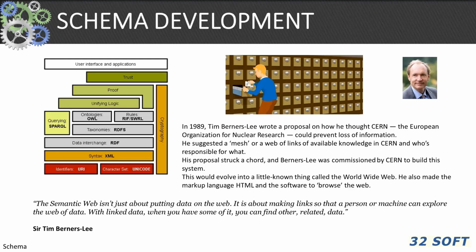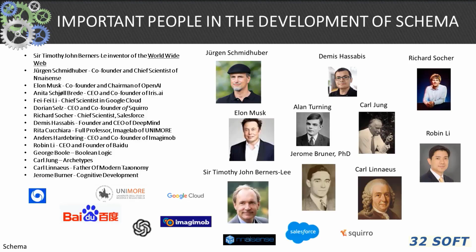He also invented the hypertext markup language, HTML, to browse the web. Again, as we mentioned in our last webinar, if you're going to consider yourself a professional in any field, you should understand the processes of what you're studying and all of the individual contributors to that study. Here's a list of some of the significant contributors to schema development. Individuals such as Carl Linnaeus, George Boole, Fei-Fei Li of Google, Carl Jung, Alan Turing, even Elon Musk, considering how much he has been in the news lately.